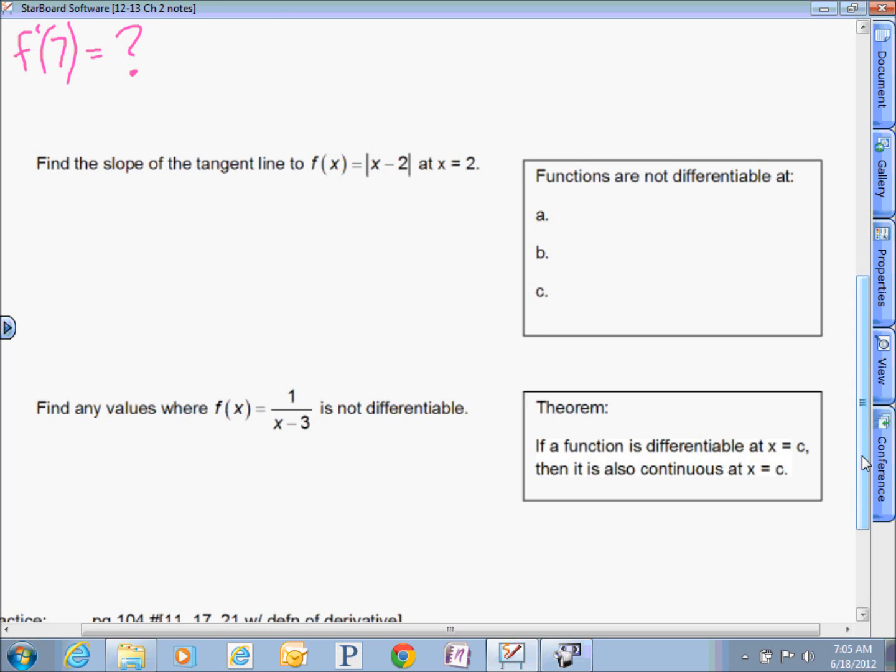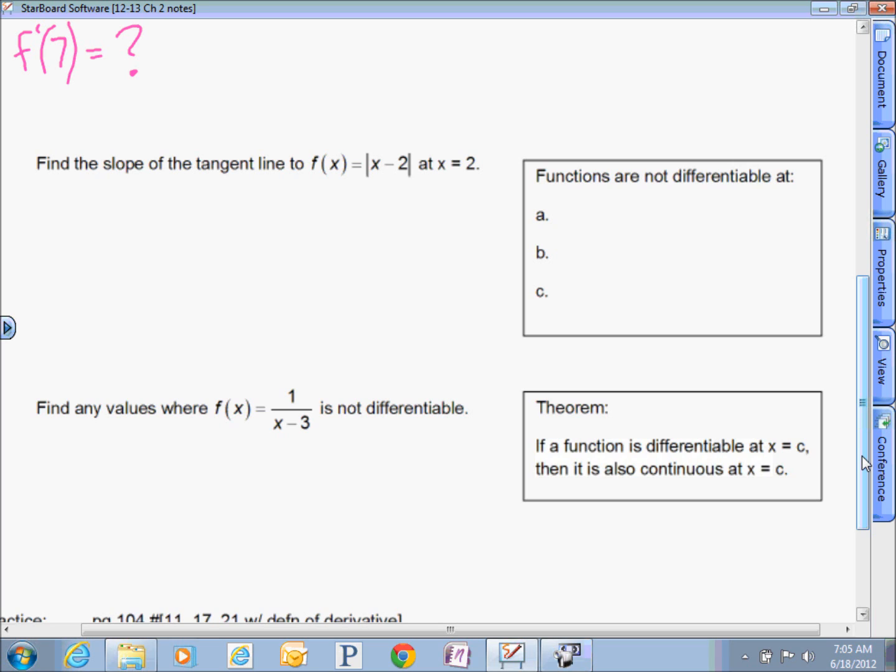Find the slope of the tangent line to f of x equals the absolute value of x minus 2. How do you find the derivative of an absolute value? Well, we could do the definition of the derivative. We could do the alternative form. You're not going to like either result. It's going to be ugly.